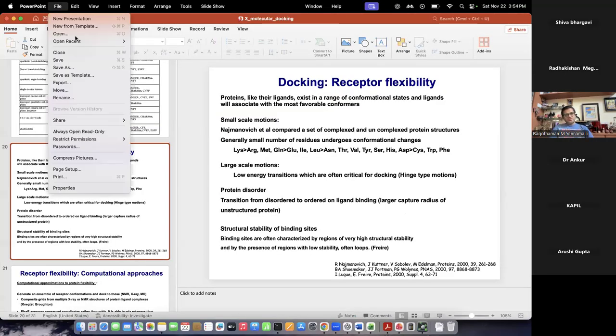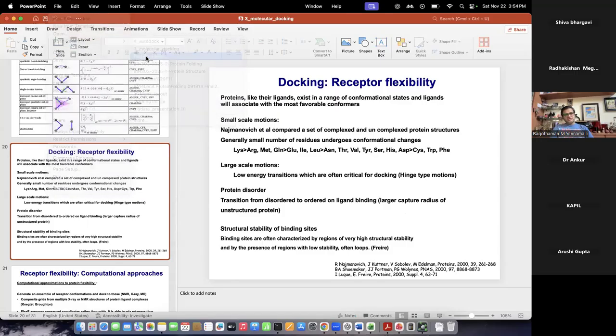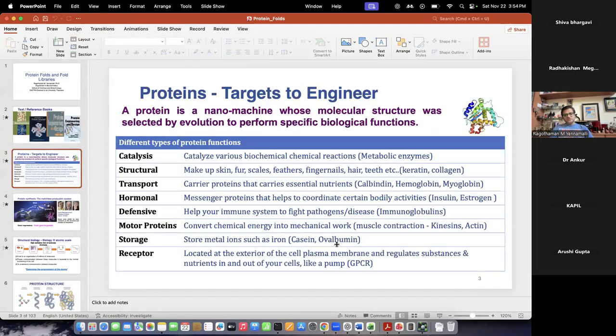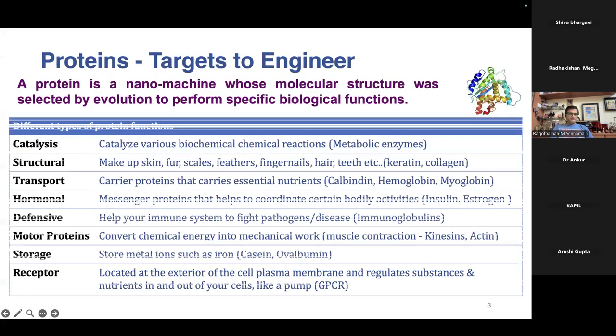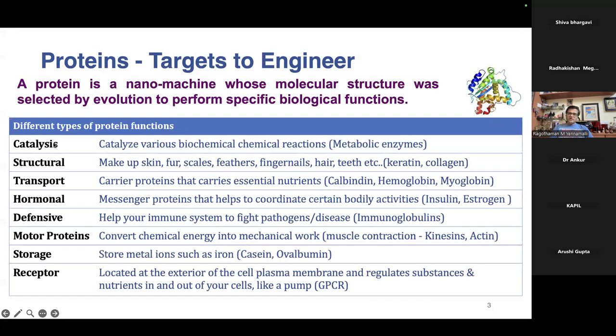So let me show you this slide. Proteins can do catalysis. Proteins can be structural: actin, myosin, keratin, collagen. They can be used in transport. They can be hormonal proteins, defensive proteins, motor proteins, storage proteins. They can be receptor proteins for signaling.